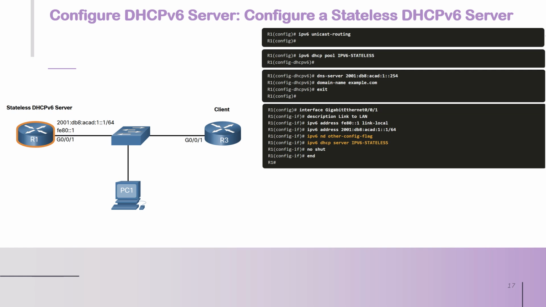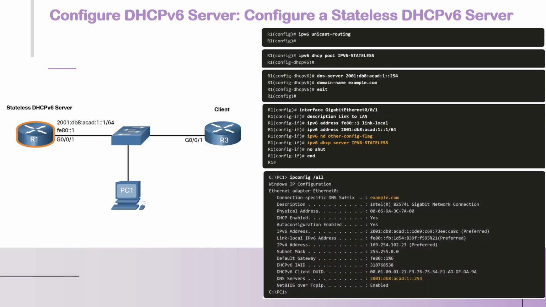So the A flag is 1 by default, telling clients to use stateless address auto configuration to create their own global unicast address. And the last step is to verify whether the host will receive IPv6 addressing information. By using the command ipconfig /all, we will have all the information as it is highlighted in the output. It confirms that PC1 has learned the domain name and DNS server information from the stateless DHCP version 6 server.